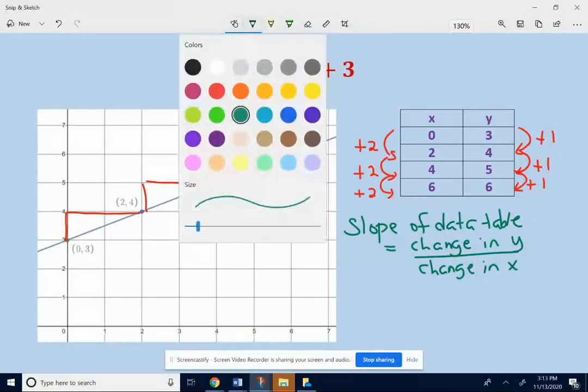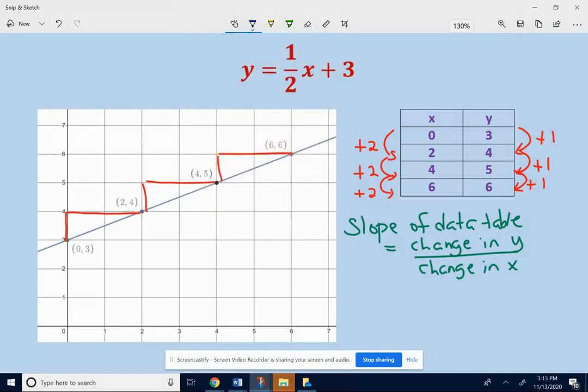The second thing to notice is the y-intercept of a graph. Think about the y-intercept for a second. It doesn't matter where your y-intercept is. A y-intercept is where a line crosses the y-axis. Think about what is true about every point on the y-axis. This right here is point 0, 3. This is point 0, 5. This y-intercept, if it was a y-intercept, would be 0, 6, or 0, 7.